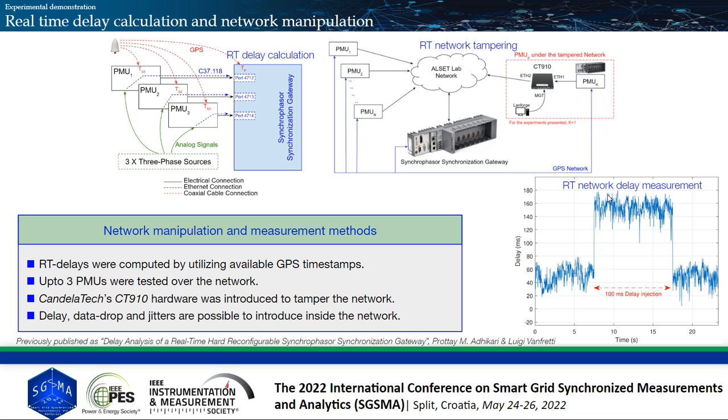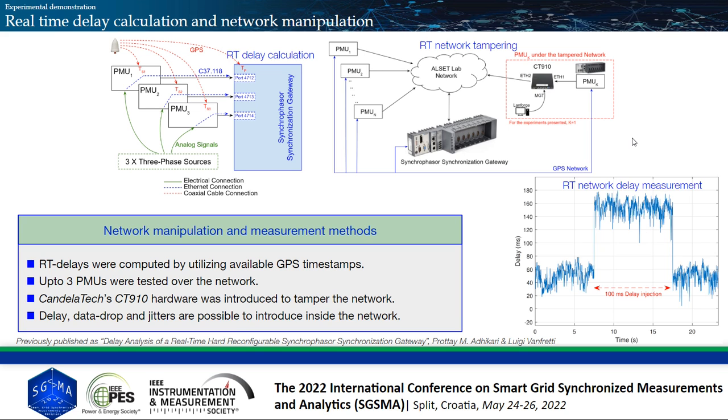Now, the next part of our work is stress testing our architecture. So in order to do that, we introduced a new hardware called Candelatech CT910. That hardware sits in between the PMU and the remaining network and introduces delays or introduces data drop. And under that stressed situation, we want to see how our control system works. On the bottom right, we can see that we are simply injecting 100 millisecond delay within the network.